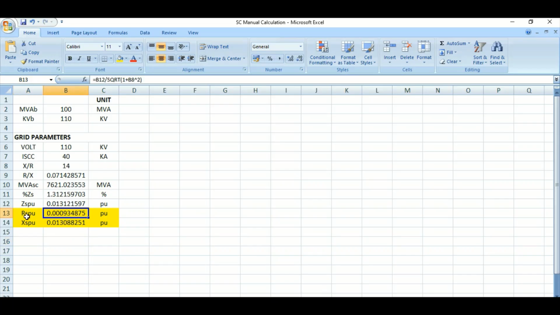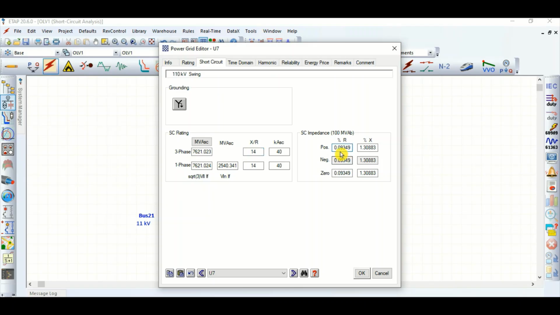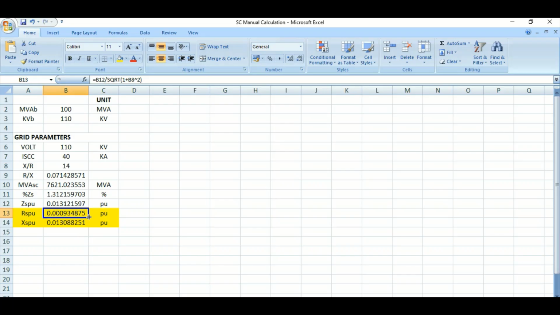So the R value per unit is 0.309348. Here the R value is 0.09349, but it is in percentage. If we convert it to per unit, that means this divided by 100, so it will come to 0.309349. Here it is 0.30934875, so rounding off, 0.309349.